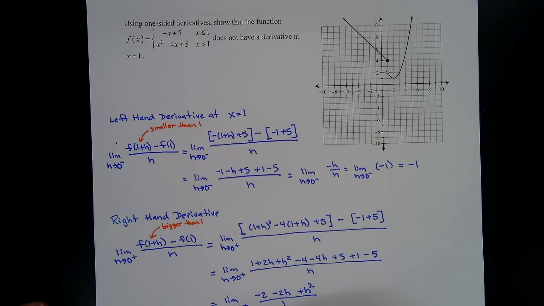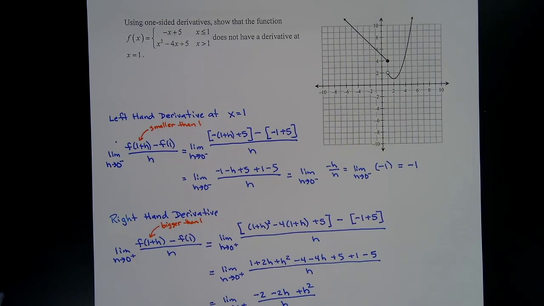all over h. Now let me just double check. Okay, so we got 1 and negative 4, which makes negative 3. Negative 3 plus 1 is negative 2. Yeah, and these two 5s cancel. All right, and then we had 2h and negative 4h, negative 2h. Because it's easy to make a mistake here. And then plus h squared.